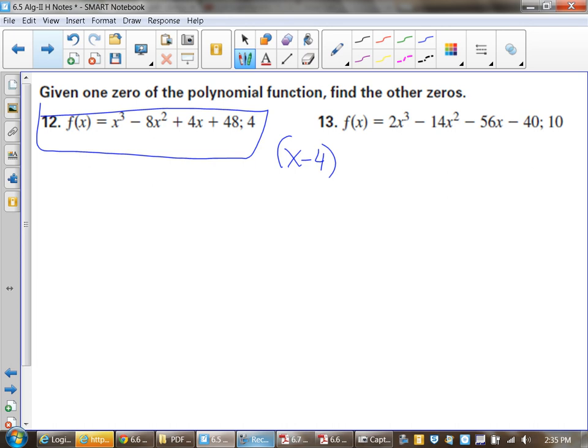Again, you know your 0 is 4, so that goes on the outside of your synthetic division. And on the inside of the synthetic division, you pluck out all of your coefficients. Do I need to worry about any placeholders here? I know you guys are working diligently here. I'll give you a second to see how you come up with it.